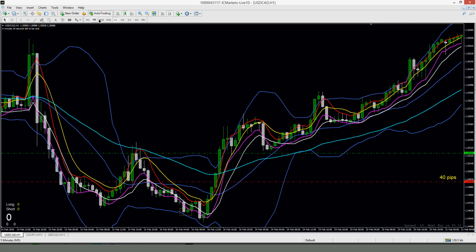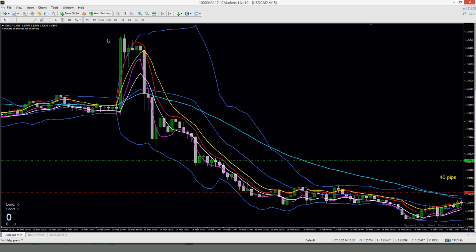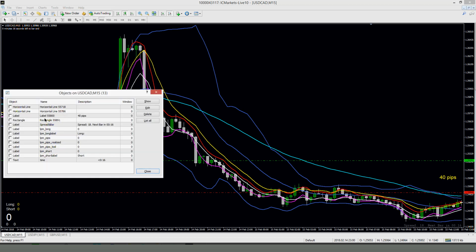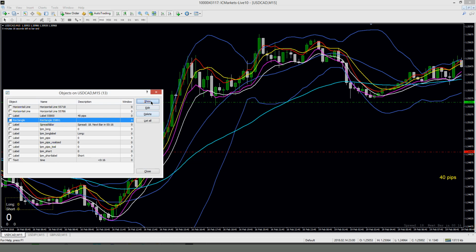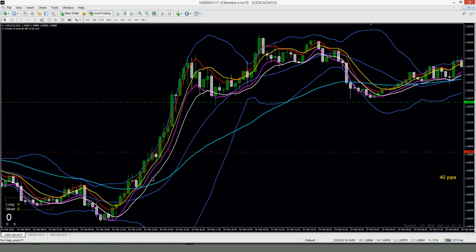Okay? So let's just say H1 is on a sideways BB, and you have the first candle over here rejected the low BB. So you need to make sure at M15 that there is no opposite setup.